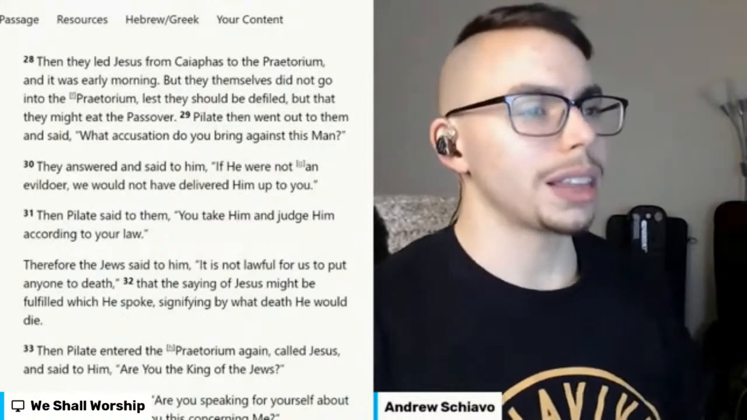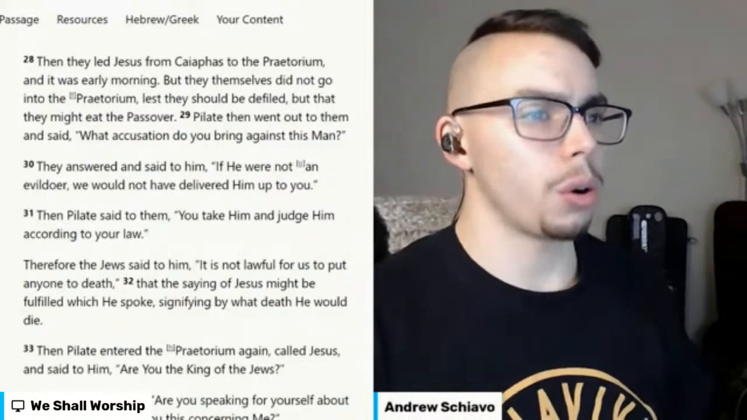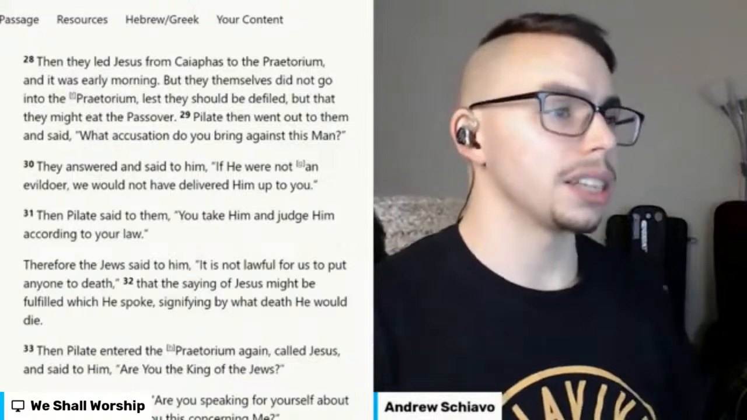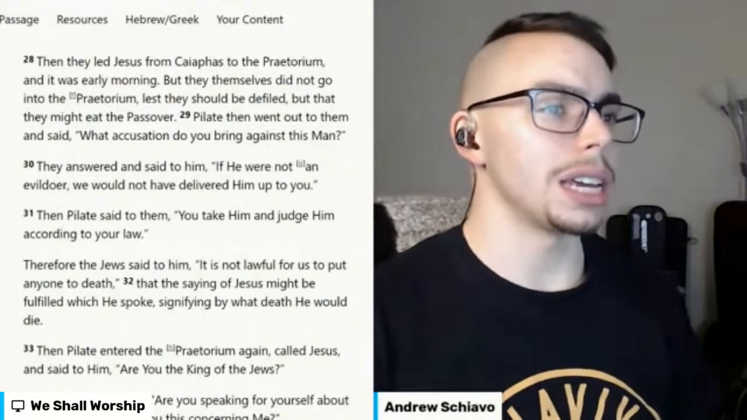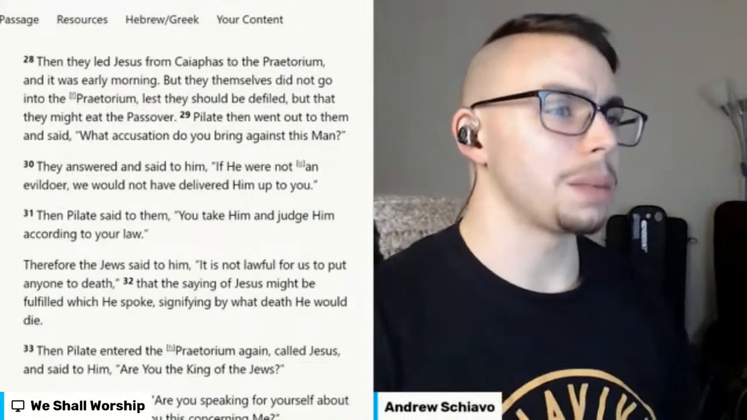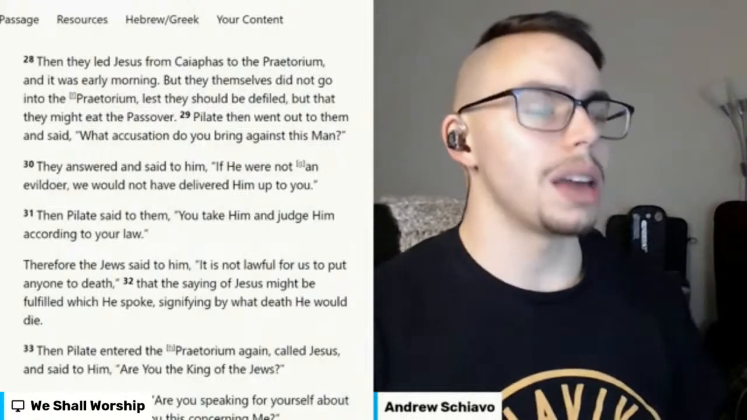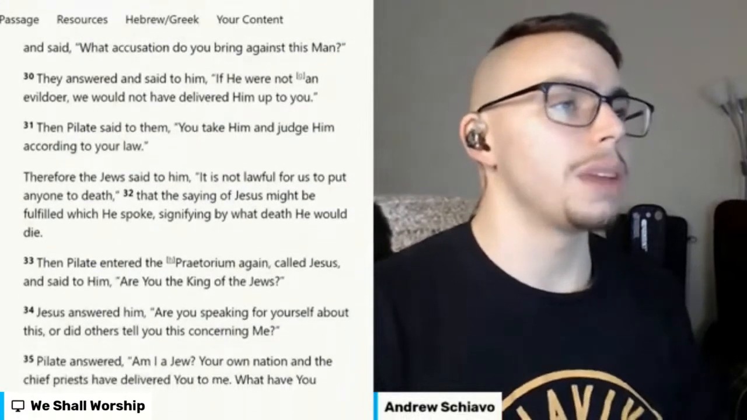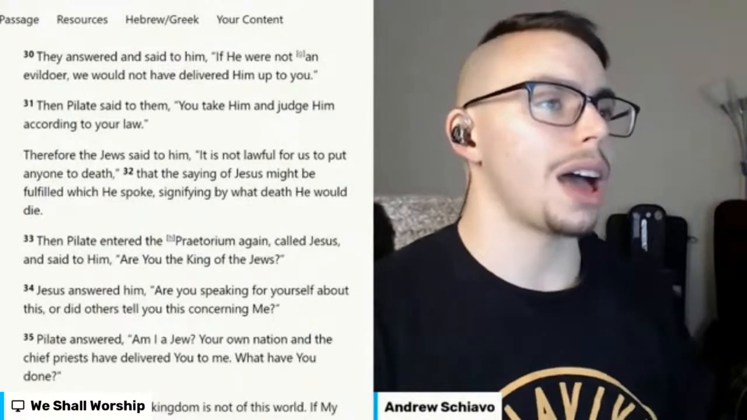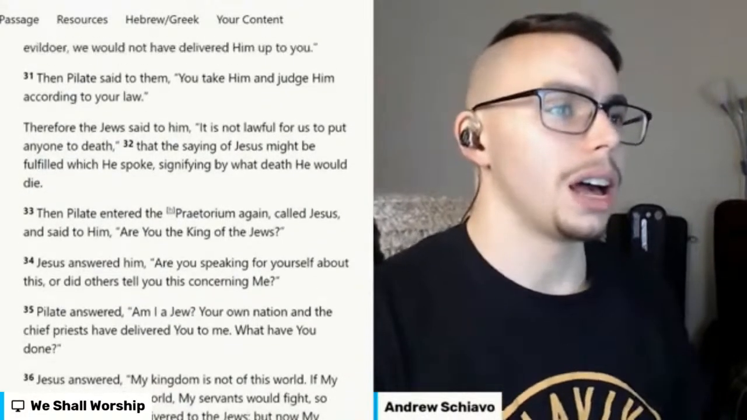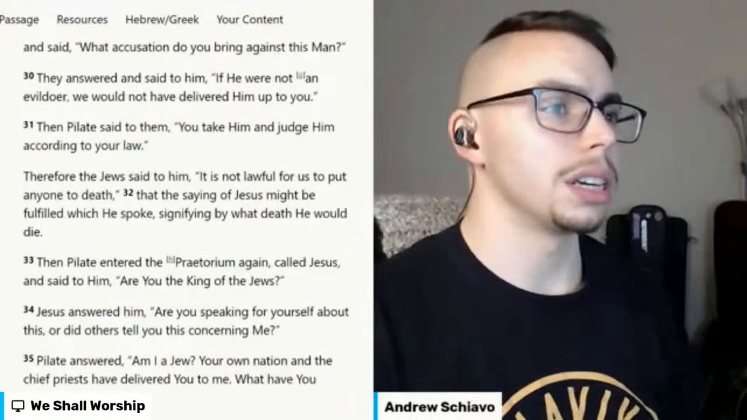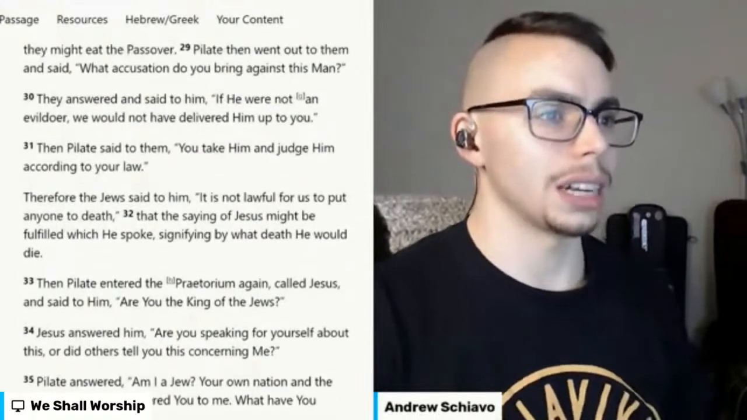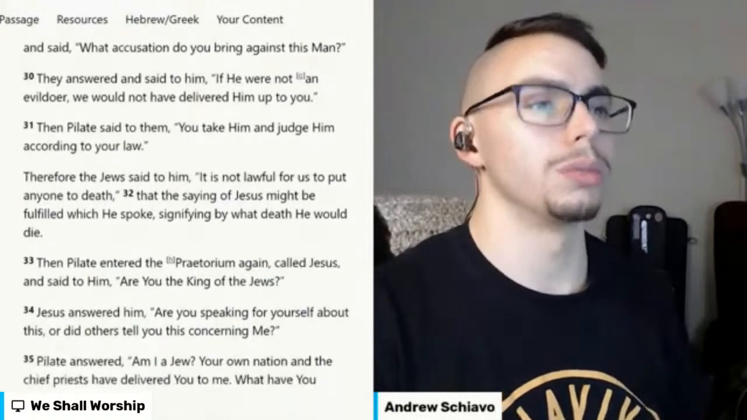Verse 28, then they led Jesus from Caiaphas to the praetorium, and it was early morning. But they themselves did not go into the praetorium, lest they should be defiled, but that they might eat the Passover. Pilate then went out to them and said, "What accusation do you bring against this man?" They answered and said to him, "If he were not an evildoer, we would not have delivered him up to you." That is complete ram droppings. He did nothing, and that is exactly why they delivered him to Pilate.